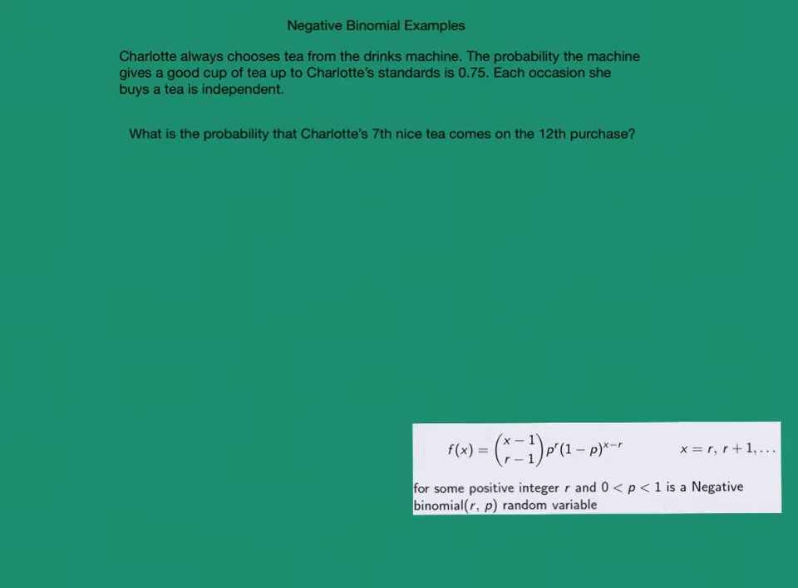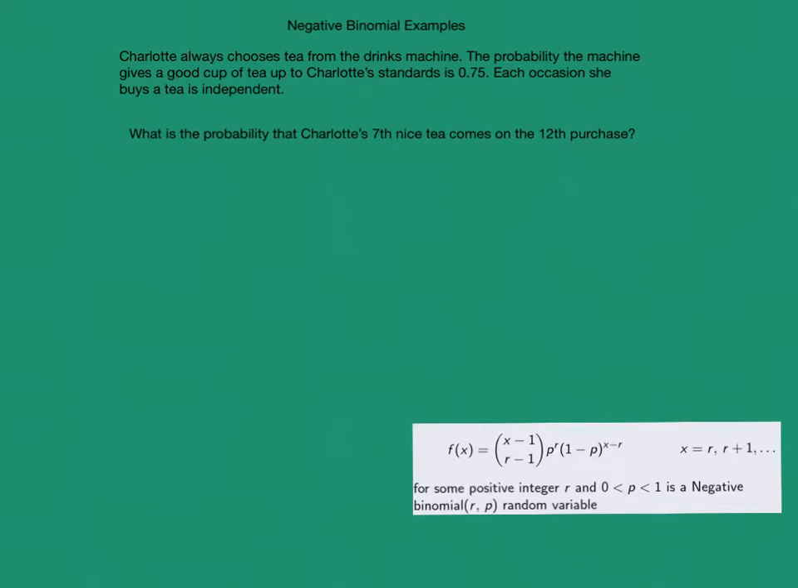Here's an example, that typical kind of exam question, I suppose. Charlotte always chooses tea from the drinks machine. The probability the machine gives a good cup of tea up to Charlotte's standards is 0.75. Each occasion she buys a tea is independent. So the model works. What is the probability that Charlotte's 7th nice tea comes from the 12th purchase?